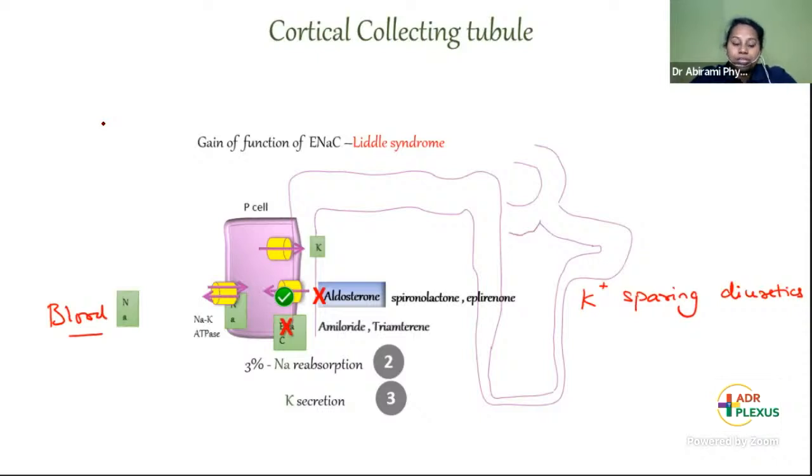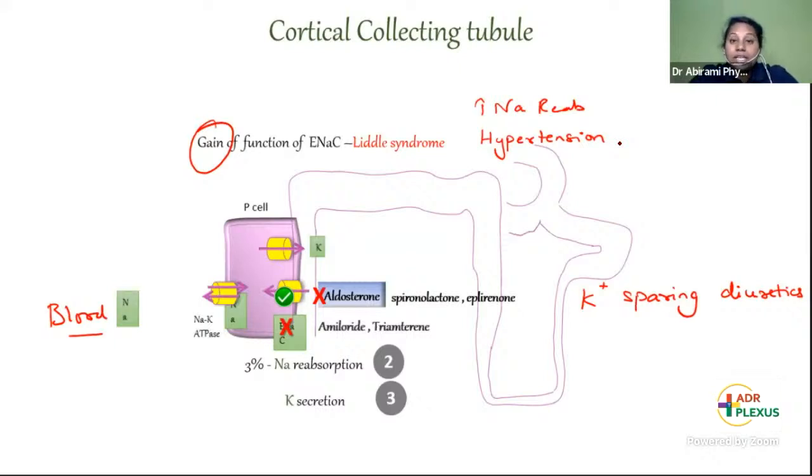So what is the clinical application here? Any gain of function mutation of this ENaC results in Liddle syndrome. See, what is the difference here? Bartter and Gitelman are loss of function mutations, but only Liddle syndrome is a gain of function mutation. When you say gain of function, it means that particular channel is functioning more and more. So if ENaC is functioning more and more, it will increase salt reabsorption. So when you have increased salts in your blood, it can result in hypertension. That is why the most important clinical feature of Liddle syndrome is hypertension.